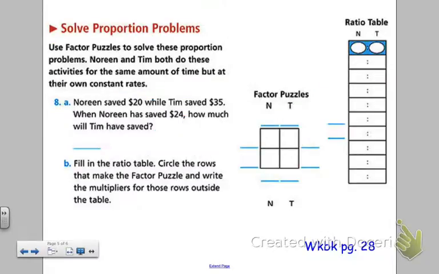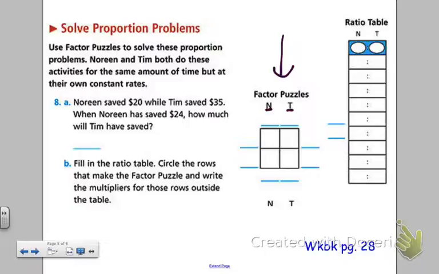Okay. Let's do one more problem together. You're going to see us solving a proportion problem. We're going to use a factor puzzle and a ratio table. Let's see. Noreen saved $20 while Tim saved $35. Take a look at the factor puzzle here. We have N for Noreen, T for Tim. So we made sure that we put labels at the top.